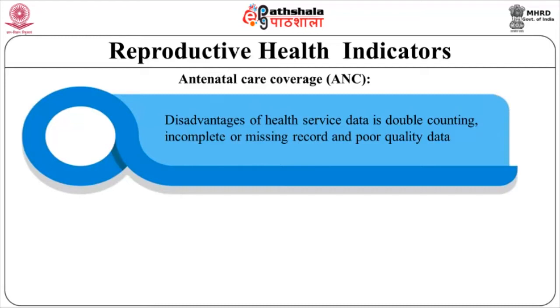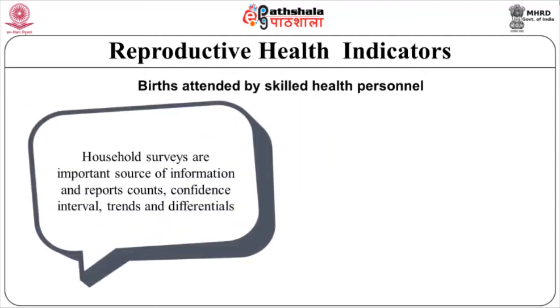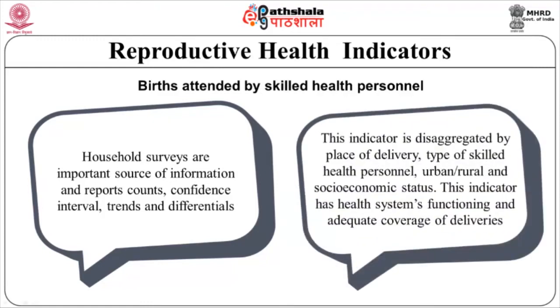Household service data is a routine source, involves public sector only and its utilization is low and introduces selection bias in the data. Household surveys are an important source of information and report counts, confidence interval, trends and differentials. This indicator is disaggregated by the place of delivery, type of skilled health personnel, urban, rural and socio-economic status. This indicator measures health systems functioning and possibility of adequate coverage of deliveries.